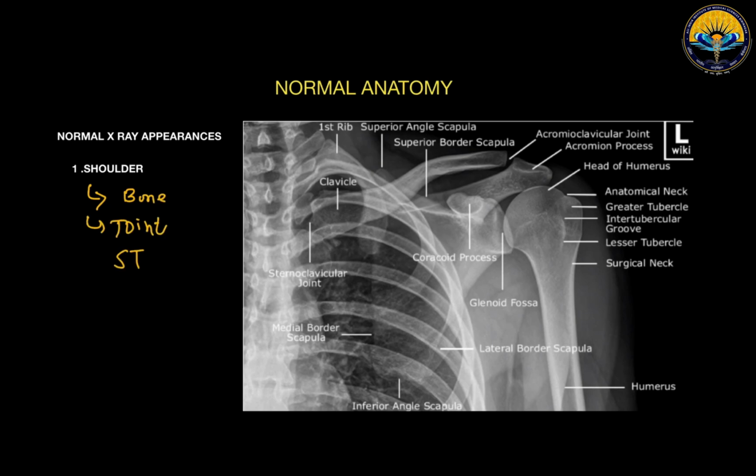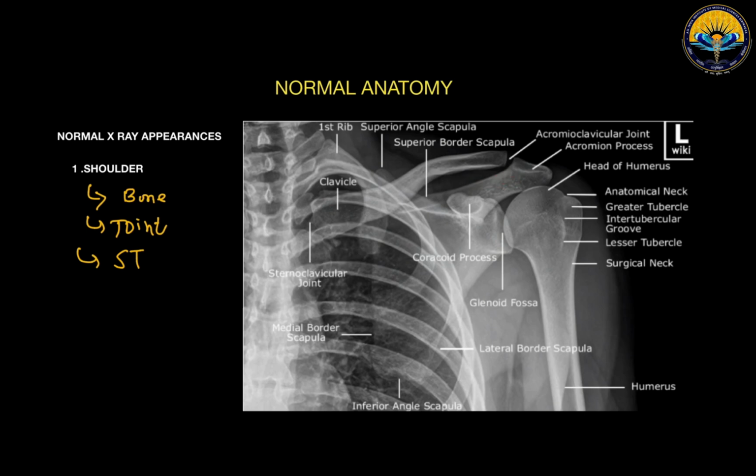The bones of the shoulder joint include the proximal humerus. Look over here, this is the proximal humerus, lateral clavicle, the ribs, and scapula. The scapula is in turn divided into the glenoid, coracoid, and acromion. Okay, here we have the acromion.